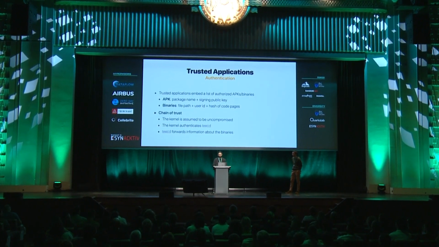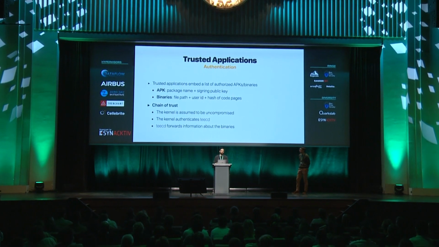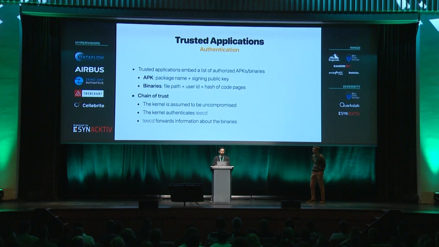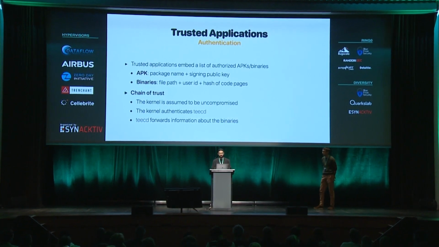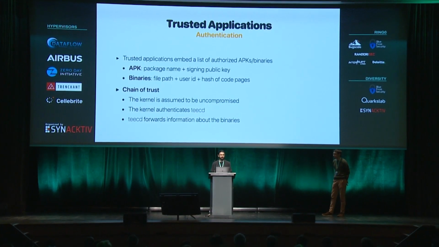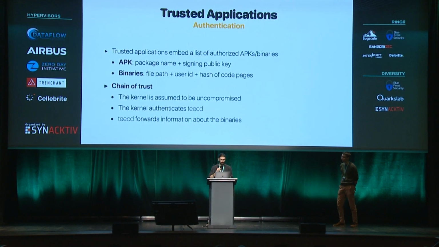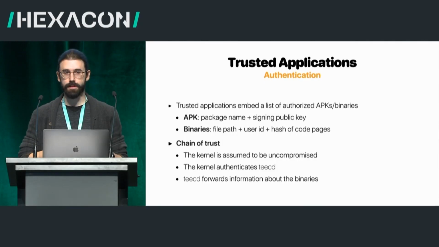Regarding the security of trusted applications, there's a layer of authentication that verifies which non-secure process is trying to communicate with them. To do this, the trusted applications use information sent by the kernel about these processes. For APKs, the trusted applications verify the package name and the signing public key. And for binaries, they check the file path, the user ID, and the hash of the code sections. And as long as the kernel remains uncompromised, and because it authenticates userland binaries, we can ensure that the information forwarded to the trustlets is trustworthy.